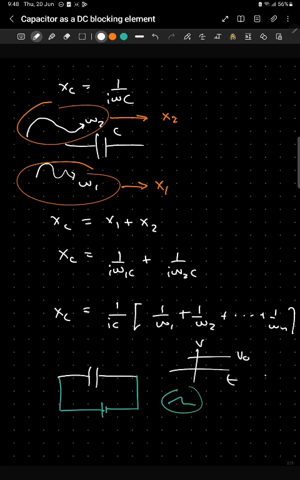if I supplied a voltage V as a function of time that is a constant voltage V naught, then if we knew what frequencies it consists of, we could fill up the omega 1, omega 2, and so on, and then we could talk about the impedance of the capacitor for a DC applied voltage, right? So this motivates us to look at how to express a constant function as a sum of sinusoidals, which is what Fourier series and Fourier transform concern themselves with.